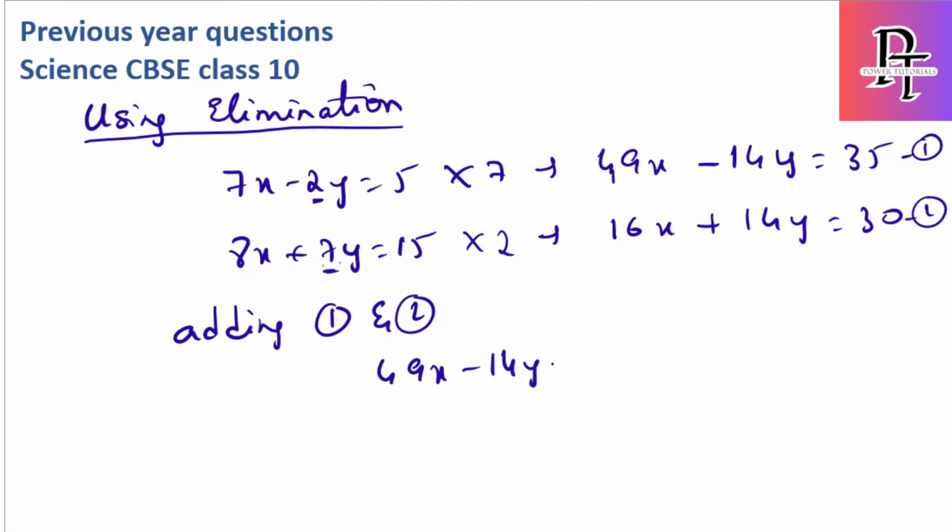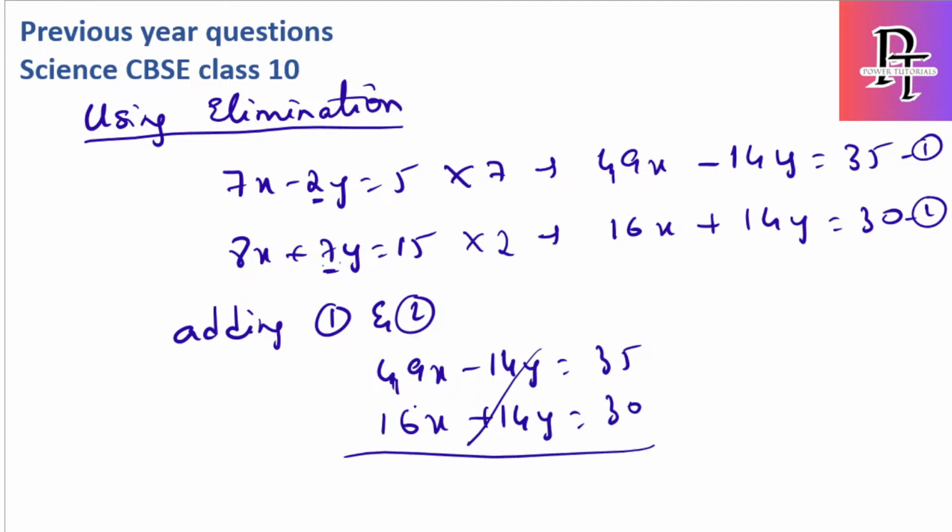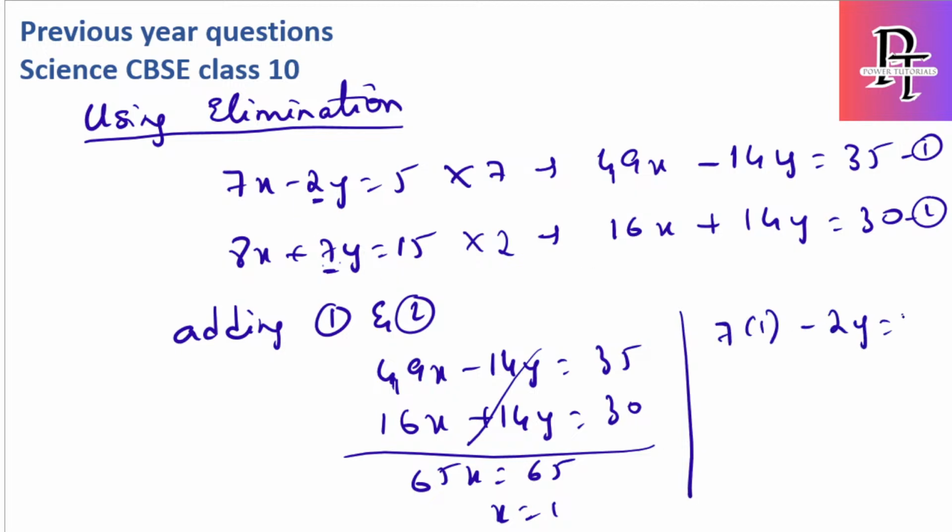49x minus 14y is equal to 35, and 16x plus 14y is equal to 30. If I add both, these two cancel out, and it becomes 65x is equal to 65. So the x value is 1. If x is 1, just substitute in either equation. If I substitute in the first one, 7 minus 2y is equal to 5, 7 minus 5 is equal to 2y, so y is again 1.